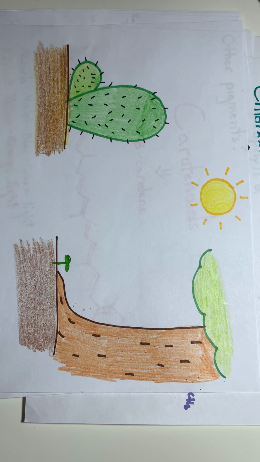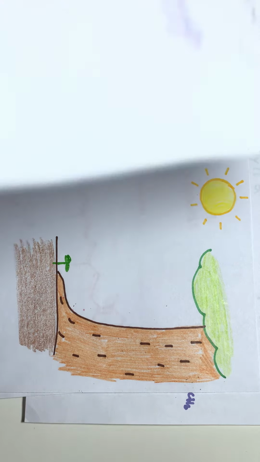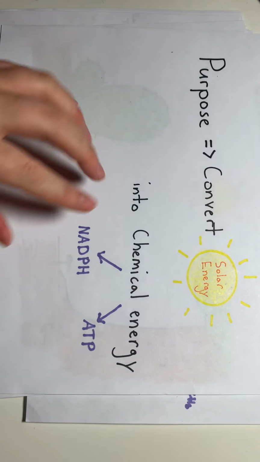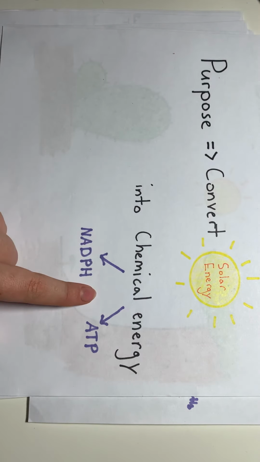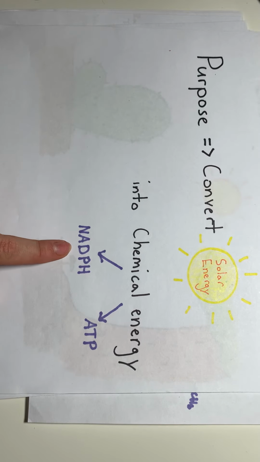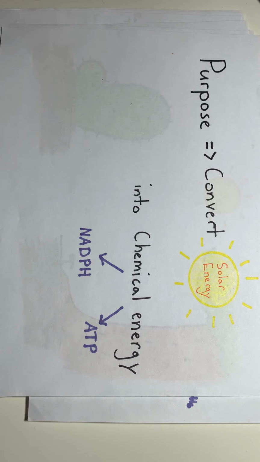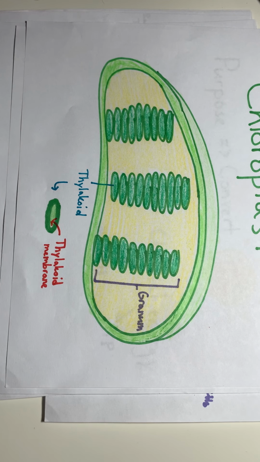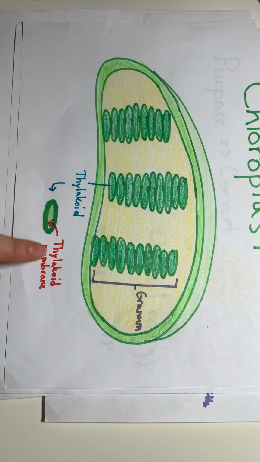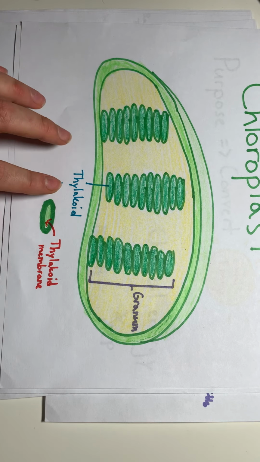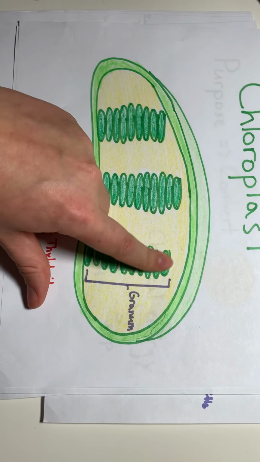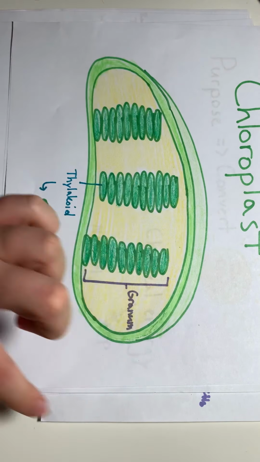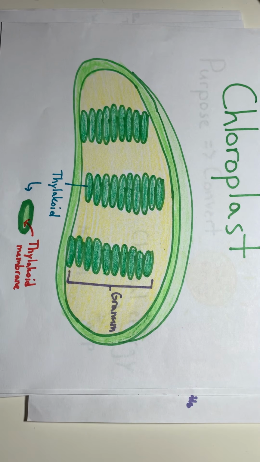Now, how do light-dependent reactions work? The purpose is to convert solar energy into chemical energy, and more specifically, NADPH and ATP. To start it off, the light-dependent reaction begins in the thylakoid membrane, which is found in the thylakoid in a stack of granum. And you find that in your chloroplast.